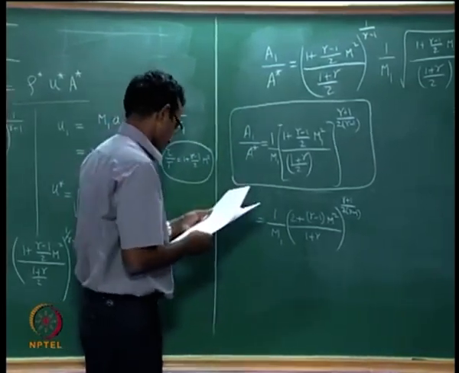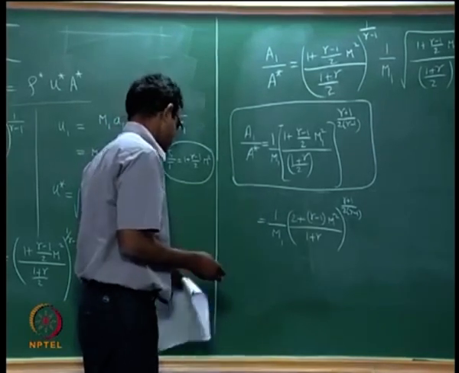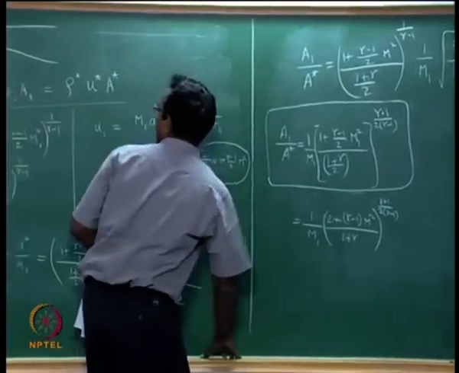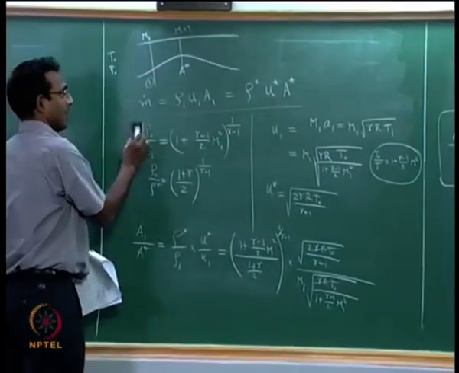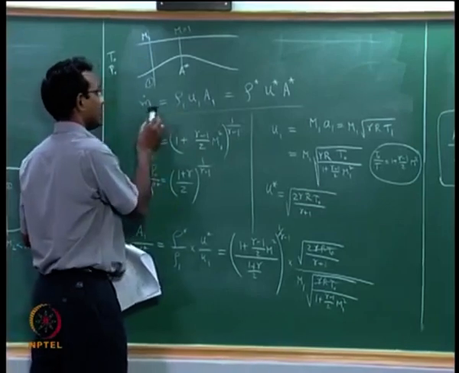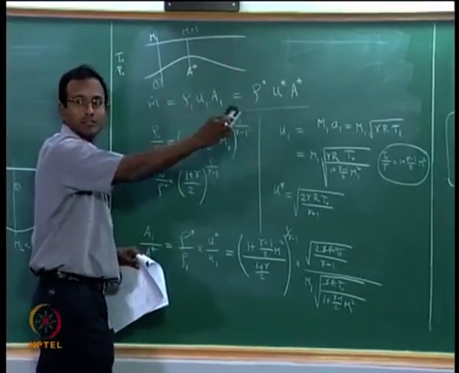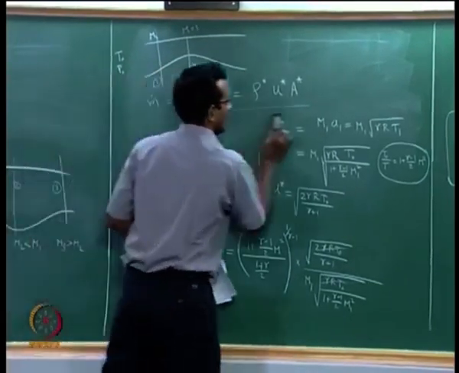The next thing we want to do is go back and substitute it in this expression. I will just use this expression here. I will erase this. I want to find the mass flow rate through my duct.